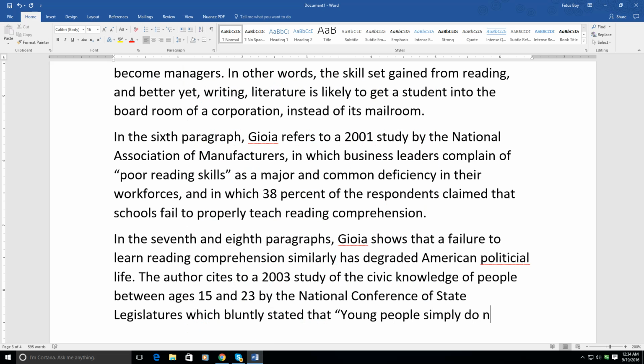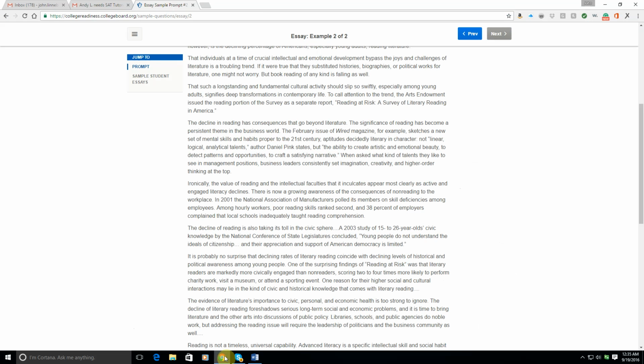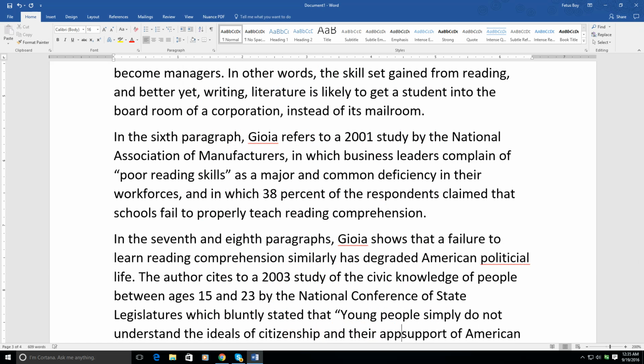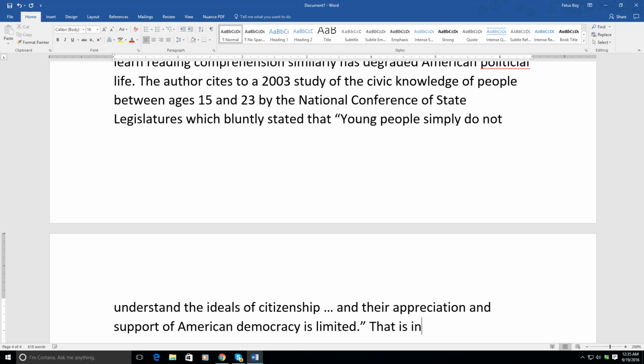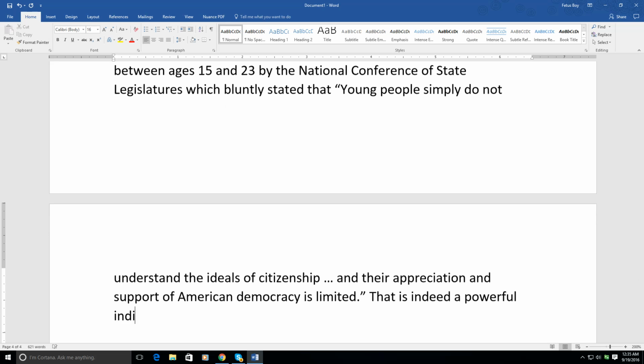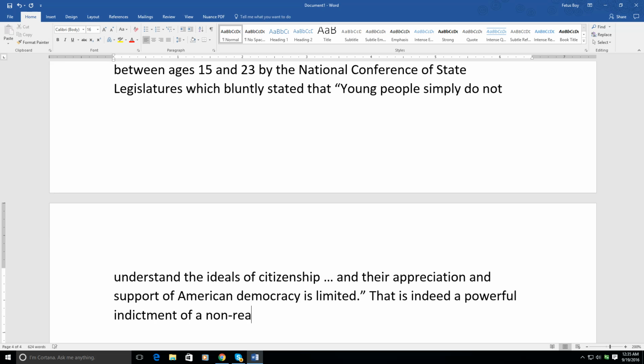Their appreciation and support of American democracy is limited. Wow, that is damning. Indeed, a powerful indictment of a non-reading contingent of young Americans.